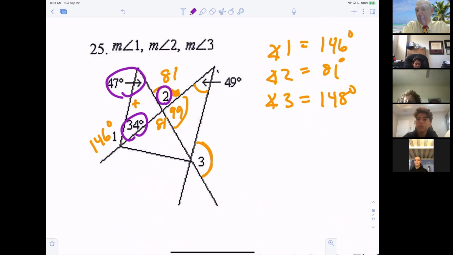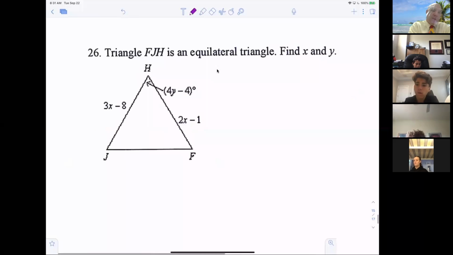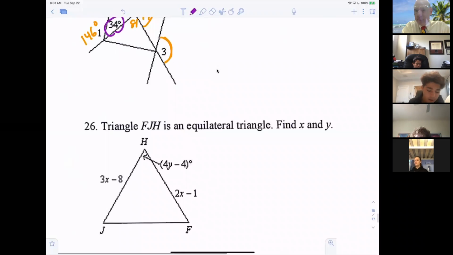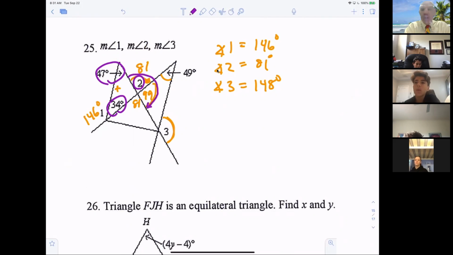Yeah, I get it now. Oh, thank you. All right, here we go. Mr. Stroud? Yes. How did you get 99 on that one? Well, because it's supplementary. Those two angles are supplementary.